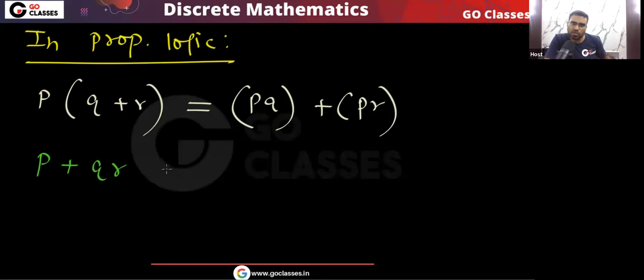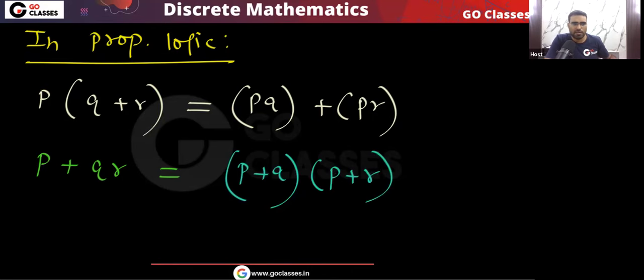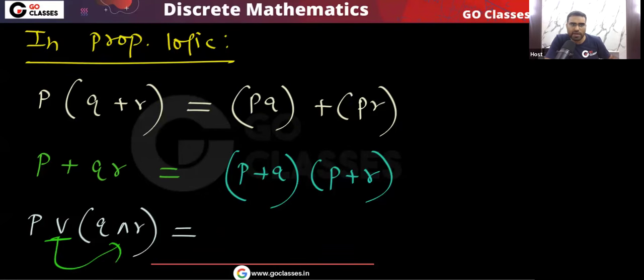Also, or is distributive over and. Or is distributive over and means you can also write it as (P or Q) and (P or R). Is this clear? Remember, this is or, this is not addition, this is not multiplication, this is and. Are you getting my point? I'm saying P or (Q and R) is the same as (P or Q) and (P or R). You can distribute or over and, and you can also distribute and over or.